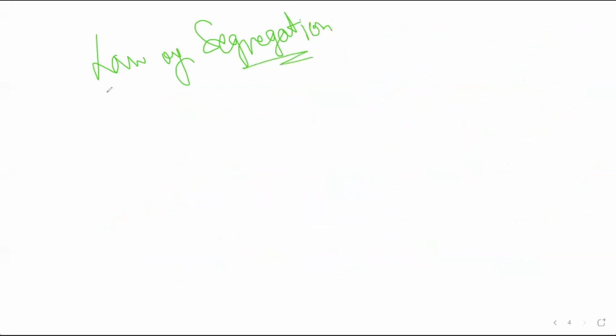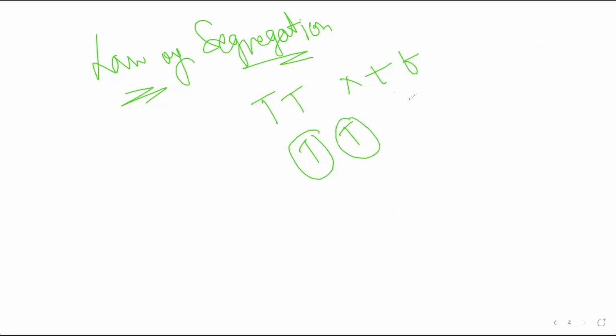Now, what is this law of segregation? When I was drawing the structure of capital T crossing with small t, at one time I said let us draw a gamete and put it in a circle like that, right? Now, why am I asking you to put it in a circle? Because the gametes which are formed are not dependent on each other, right?